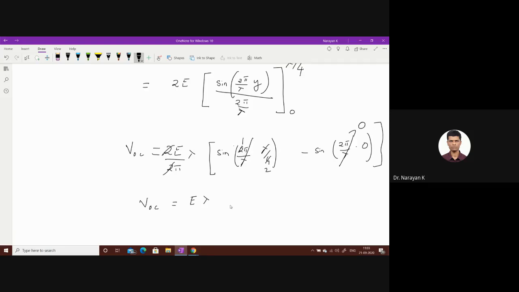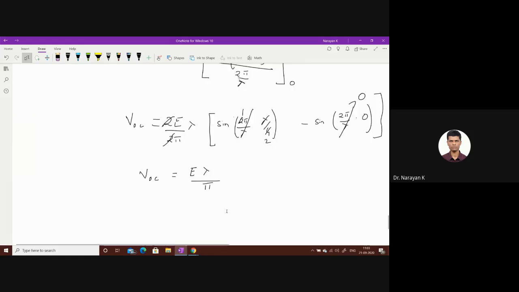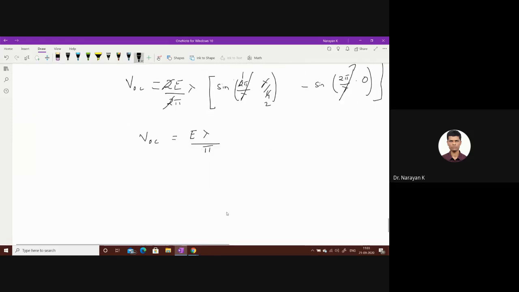Two will get cancelled. So if I do the further substitution, you will get E lambda by pi. You can check this value. If there is any problem, we'll come back on this later. This is your equation 2.